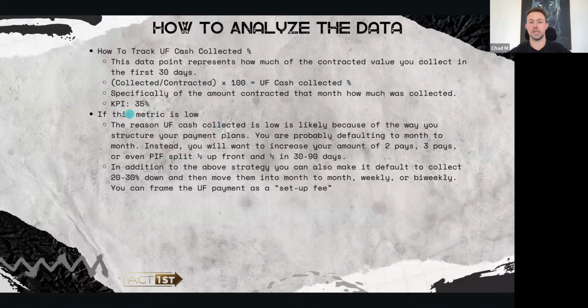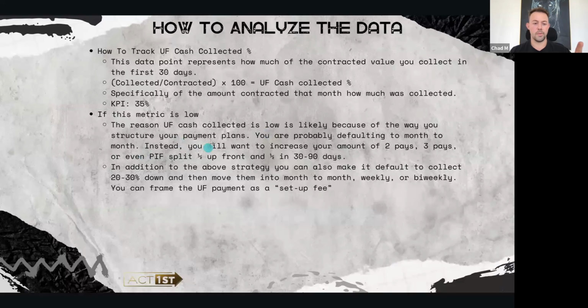Now, if this metric is low, the reason upfront cash collected is low is likely because of the way you structure your payment plans. You're probably defaulting to month to month. The biggest mistake closers make is they just pitch the easiest payment plan because they know they're going to get the close. Well, guess what? There's some downside to that. Yes, you get the close, but now it might take a couple of months, maybe even longer, for you to get your commission because you got such a small percentage collected.